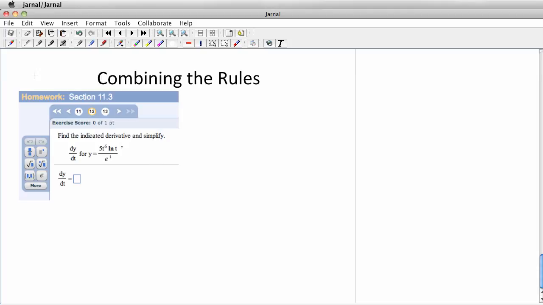So I see this and I think immediately quotient rule, because I see a quotient. And the key is not to look too closely. Don't worry about what the numerator and denominator are. It doesn't matter what they are. The quotient rule will still apply. So the derivative here will be the denominator times the derivative of the numerator.